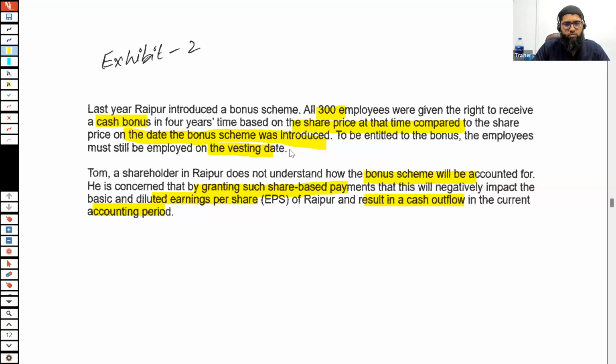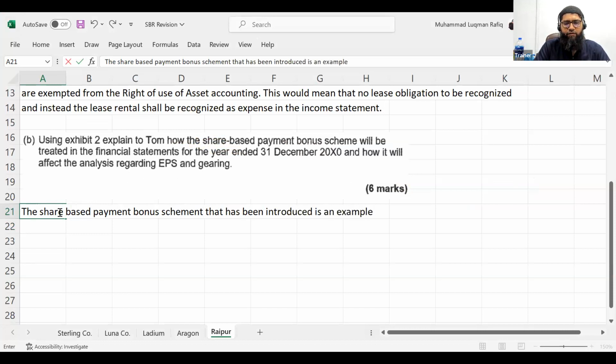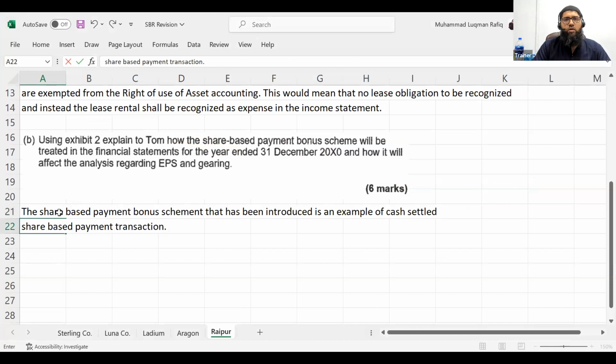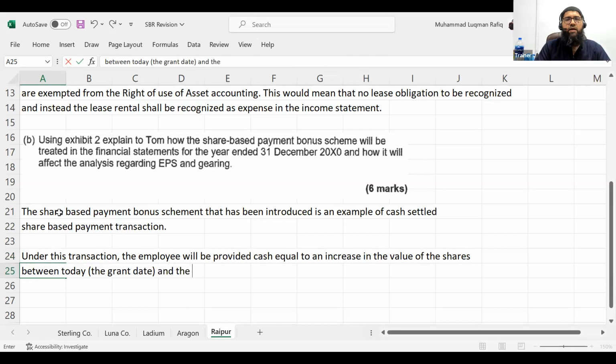Now, the share-based payment bonus scheme that has been introduced is an example of a cash settled share-based payment transaction. Under this transaction, the employee will be provided cash equal to an increase in the value of the shares between today, the grant date, and the vesting date after 4 years.